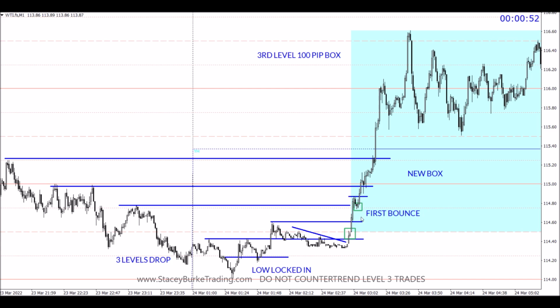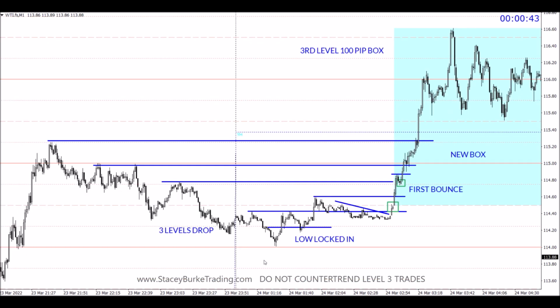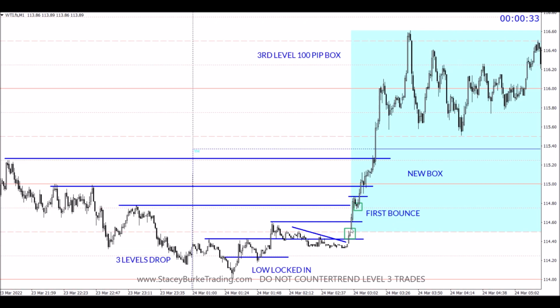First bounce trade, we haven't talked about that. First bounce trade, then they enter into the next 100 pip box. Do not counter trend a level 3 trade. This market comes down into level 1. So again, level 1 is the same as level 3, but for longs. So we're 3 levels down, they lock in the low, they break out, they pull back into the first level. For the long trade, they go vertical, 100, 100, they go into the third 100 pip box and reverse.